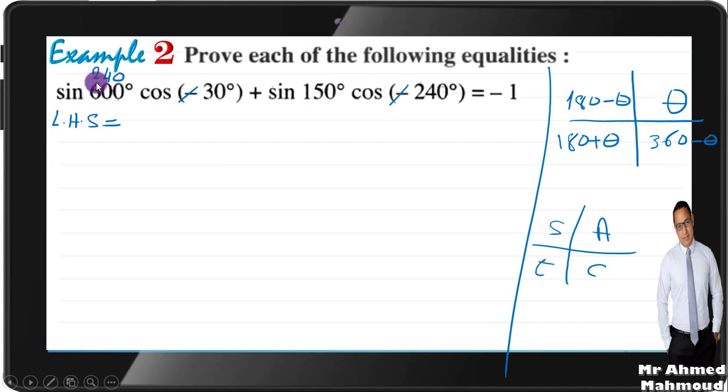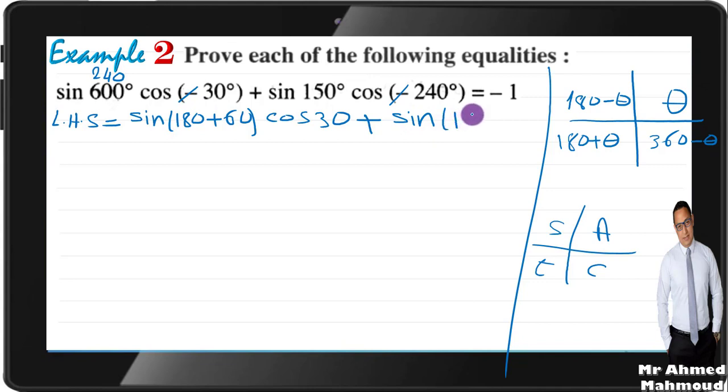Sine 240 in the third quad equals sine 180 plus 60, times cosine 30, plus sine 150 in the second quad, which will be sine 180 minus 30.